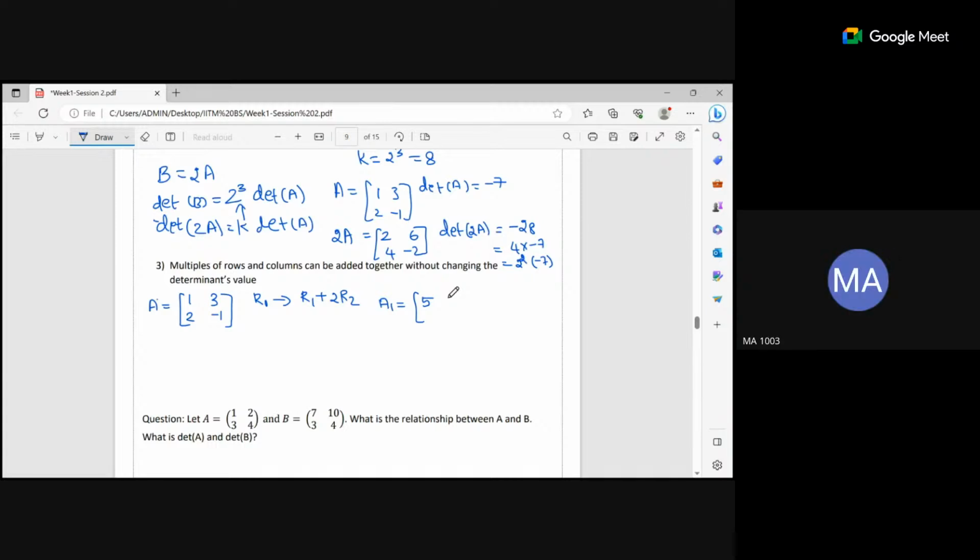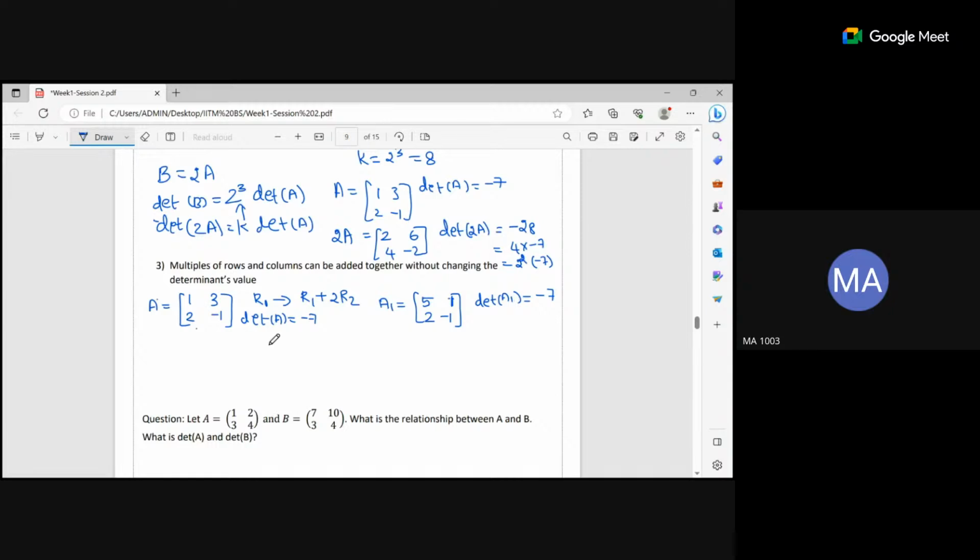So what is the determinant of this matrix? Can you compute it? Minus 7. And you already know that this determinant is also minus 7. Correct? So it means what? When you are adding a multiple of one row to another row, the determinant remains the same. It does not change.